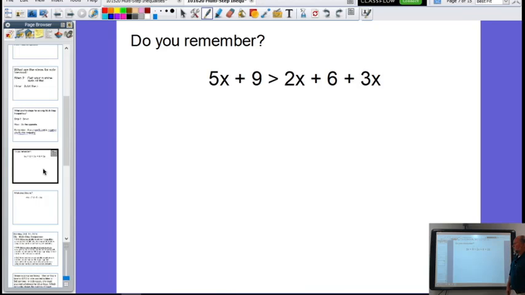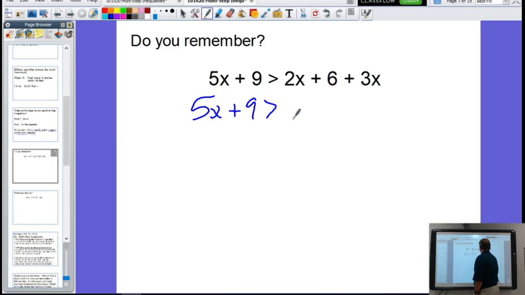Okay, so what do you think we got to do here? Excellent. We do have some pre-work. We got some things that we need to put together. So here I've got 5x plus 9 is greater than, well, this 2x and this 3x can go together to make 5x. So now, 5x, something strange is going to happen, plus 6.